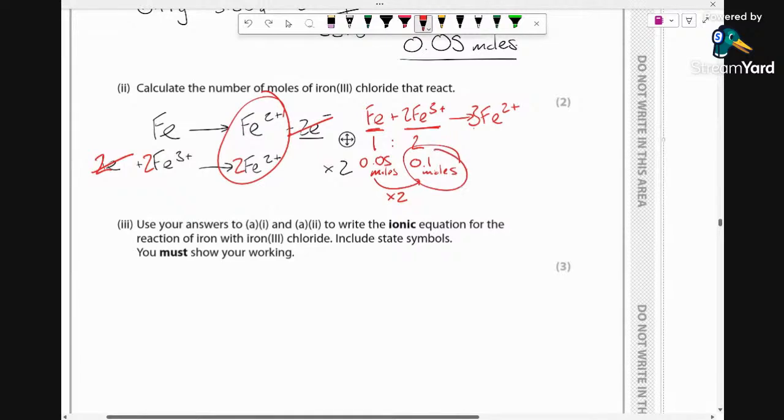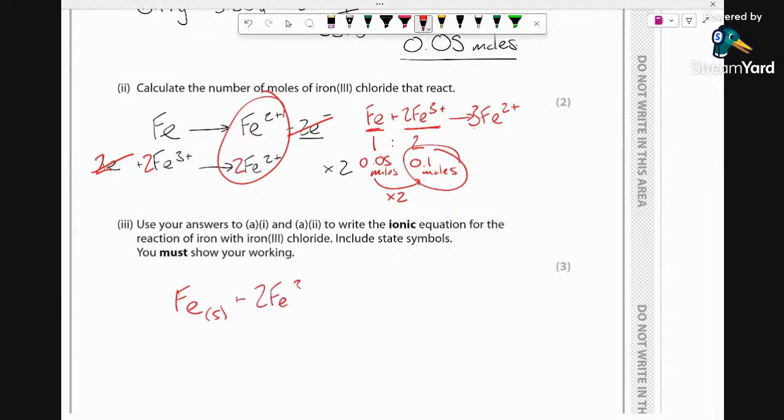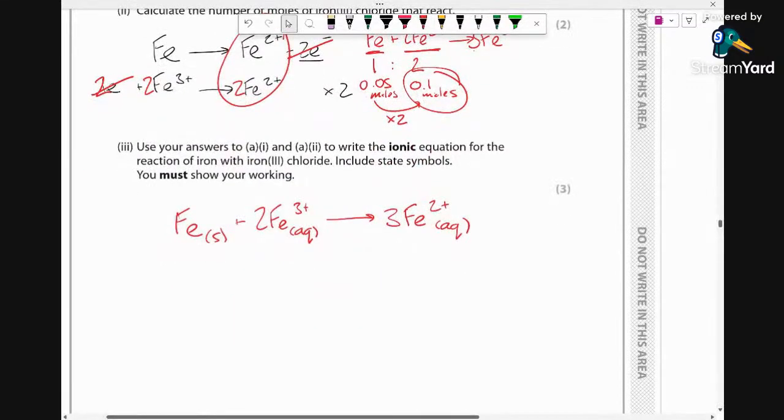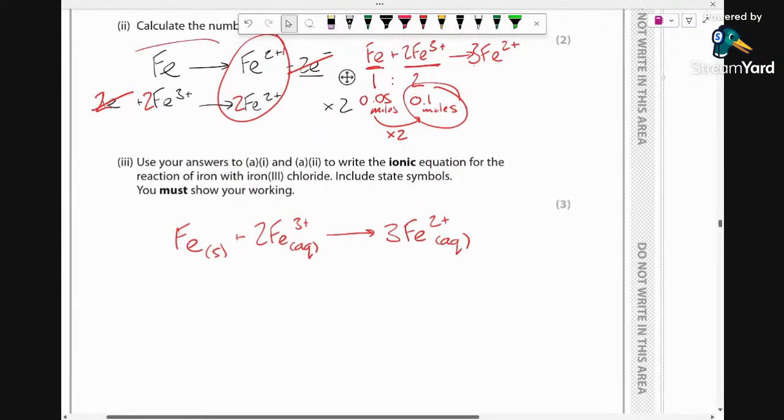So there's my moles. Right, the ionic equation, which I've just given you, and does it want state symbols? Include state symbols. Iron is a solid. We're going to react that with 2 Fe3+, which are aqueous because they're in solution. And I'm going to form 3 Fe2+, sorry, also in solution. And it says you must show your working. So the working out, of course, is this bit.